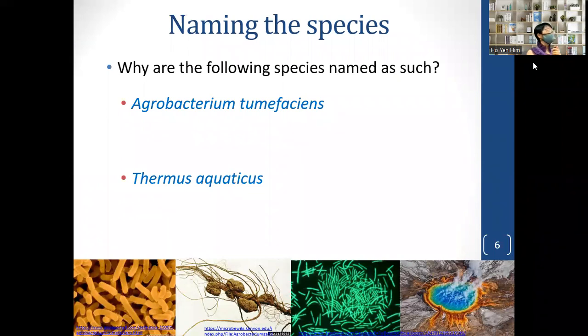Now, if you look at the genus name, you can see that Agrobacterium is bacteria related to agriculture, which is in the soil, right? Tumefaciens is the characteristic of this particular genus of bacteria because it's able to induce tumor formation in the root of the plant that it infects. That's why it's called Agrobacterium tumefaciens. Thermus aquaticus you also learned before. Thermus means something hot, isn't it? So this type of bacteria live in areas that are very hot. They are all classified under the genus Thermus.